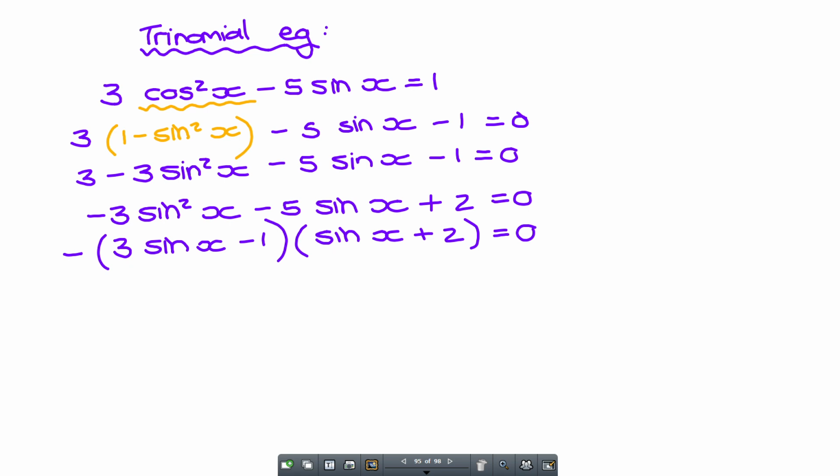Now, when we have factorised, I took each one of those brackets and I made it equal to 0. So this first one here, if I make that equal to 0.